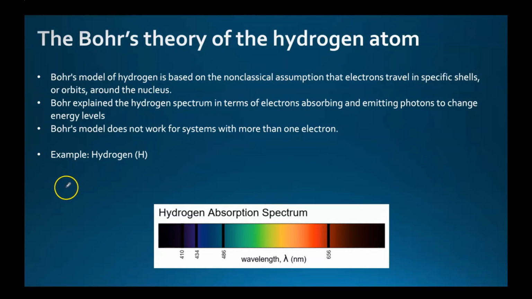Okay, so let's talk about Bohr's theory of the hydrogen atom. Bohr's model of the hydrogen atom is based on the non-classical assumption that electrons travel in specific shells or orbitals around the nucleus.